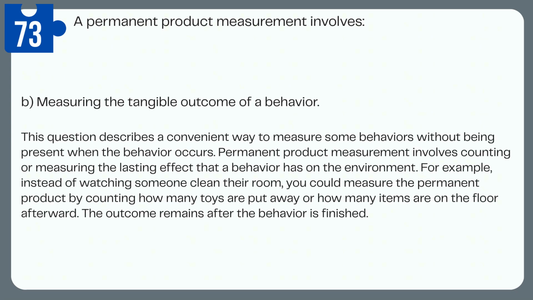Answer: B. Measuring the tangible outcome of a behavior. This question describes a convenient way to measure some behaviors without being present when the behavior occurs. Permanent product measurement involves counting or measuring the lasting effect that a behavior has on the environment. For example, instead of watching someone clean their room, you could measure the permanent product by counting how many toys are put away or how many items are on the floor afterward. The outcome remains after the behavior is finished.